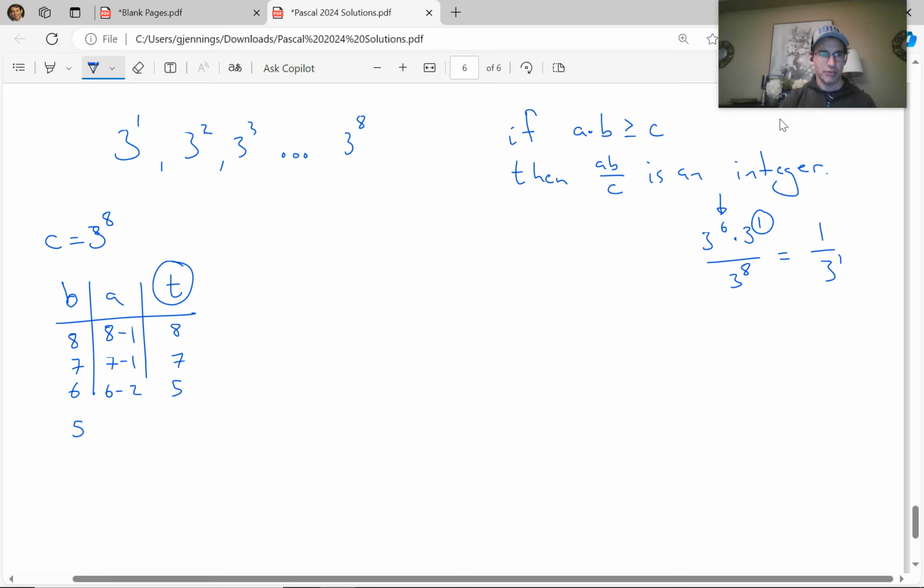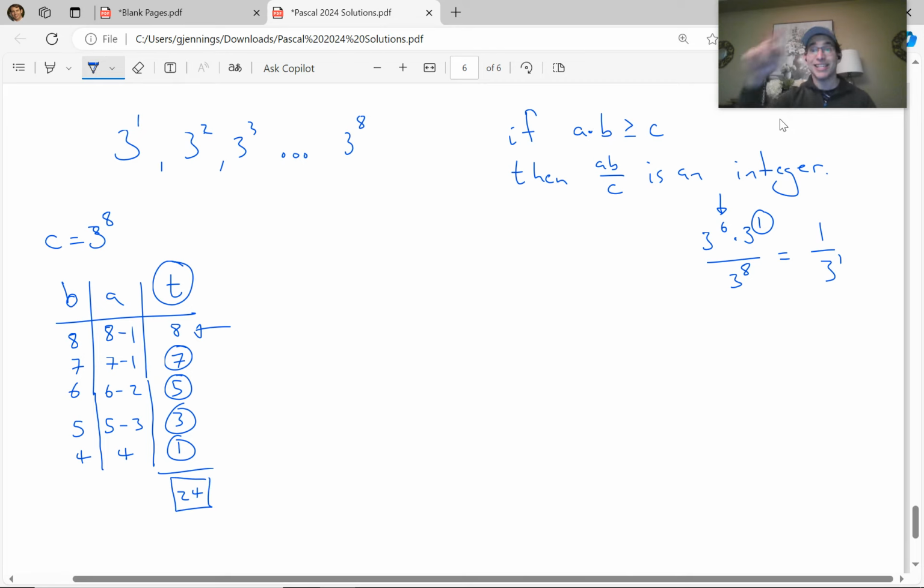If B is 5, then A could be 5 to 3. That is 3 ways. And if B is 4, then A has to be 4 and only 4, and there's only 1 way. So the shortcut would be to notice that these always go down by 2 each time, and that this one is whatever B is. There's 8 of them. So then we add those up. 1 plus 3 plus 5 plus 7 plus 8 is 24. So we have 24 total triples when C is 8.